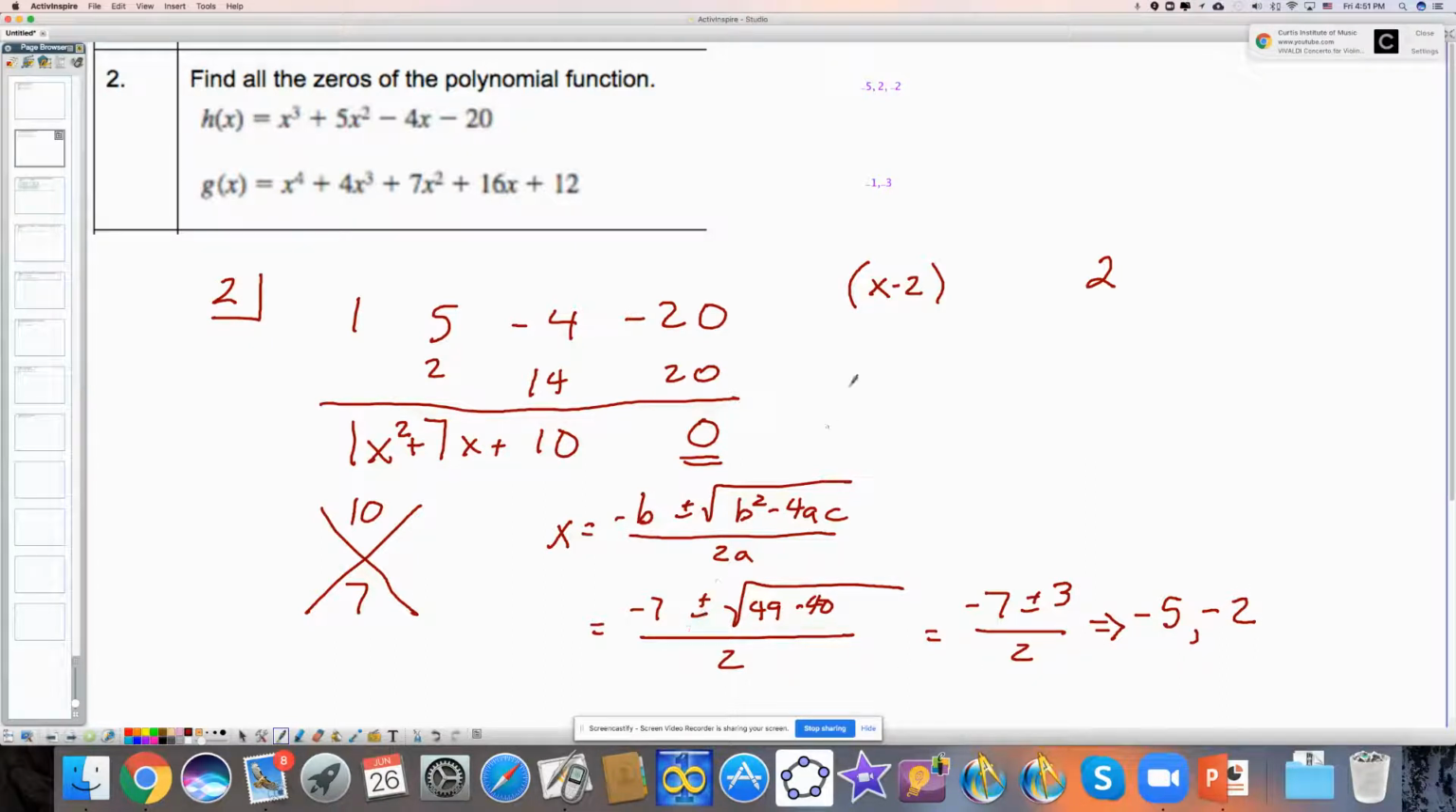And that's what I said before. The roots are -5, 2, and -2. And there you have it. You would do the second equation the same way. I may do it in class.